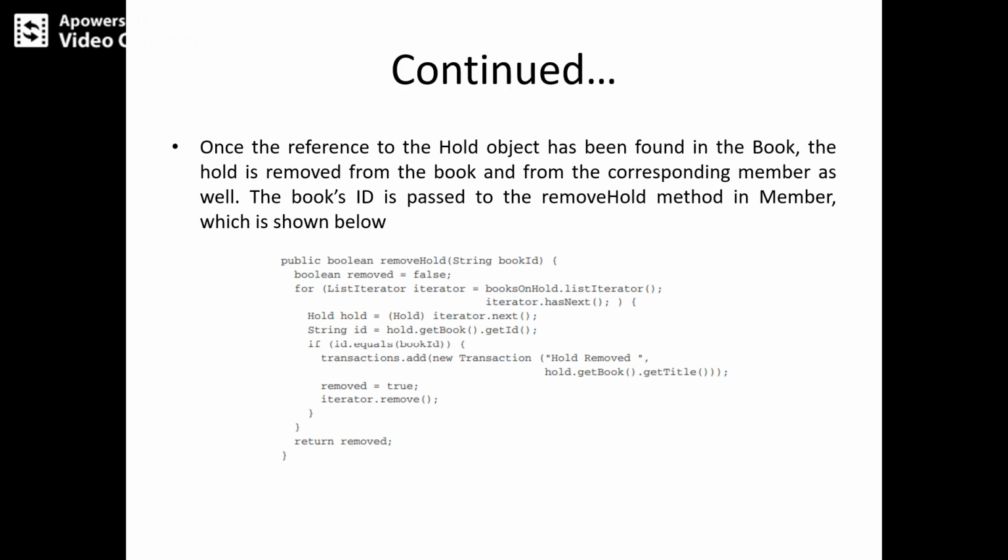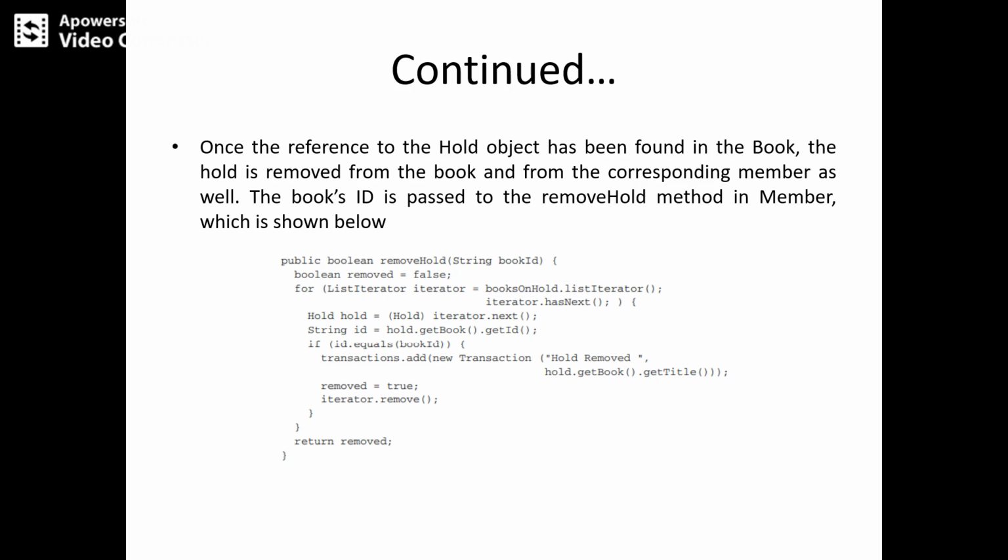Then there is a condition that will be checked, so we need a for loop. That is the list iterator. So list iterator, iterator equal to booksOnHold dot listIterator method will be used, then a semicolon, and iterator dot hasNext method will be checked. Up to this method will be checked. So now we need to take the hold object, hold equal to iterator dot next, will be checked here.